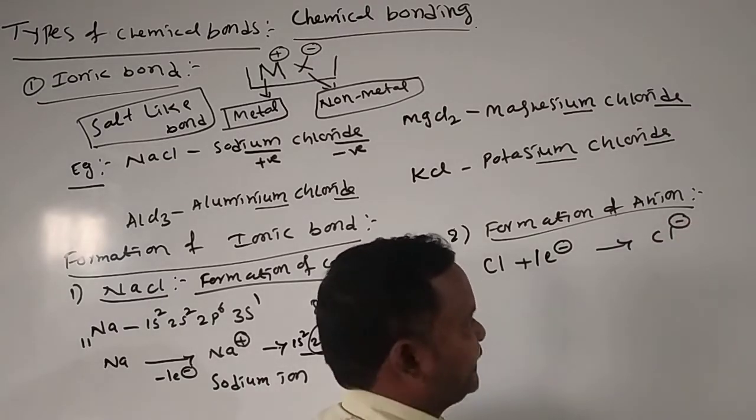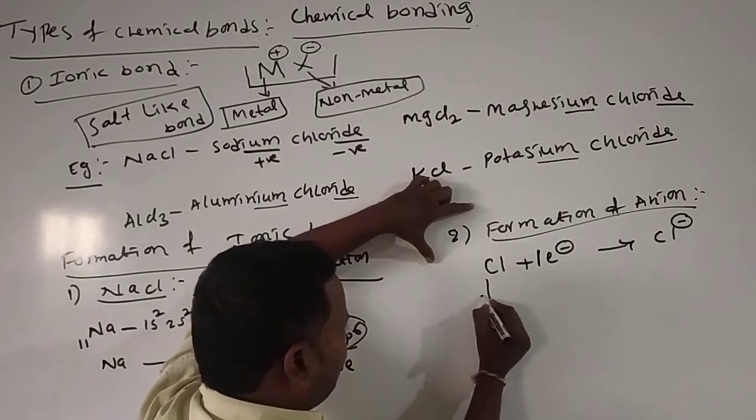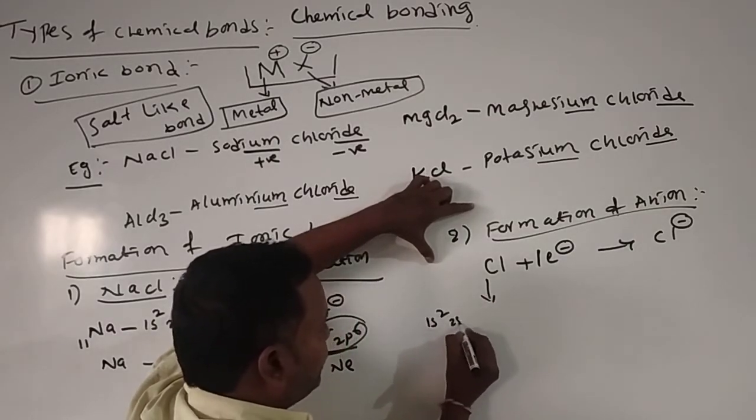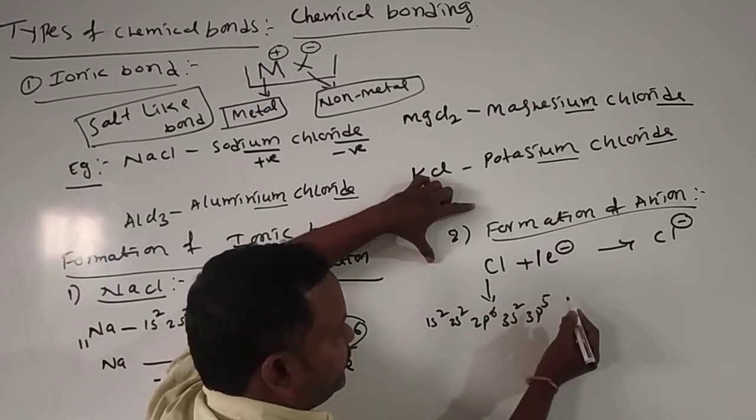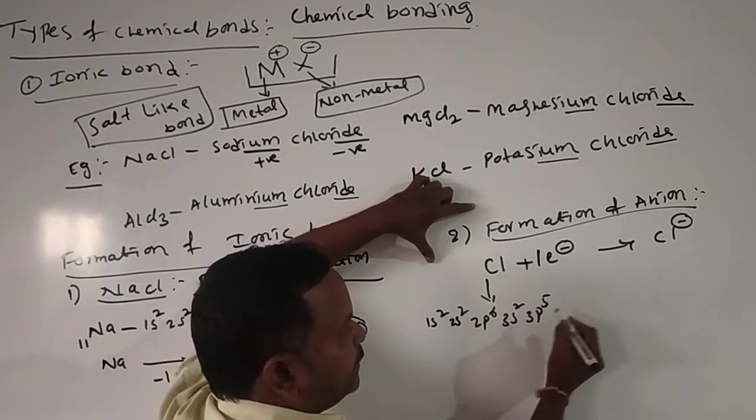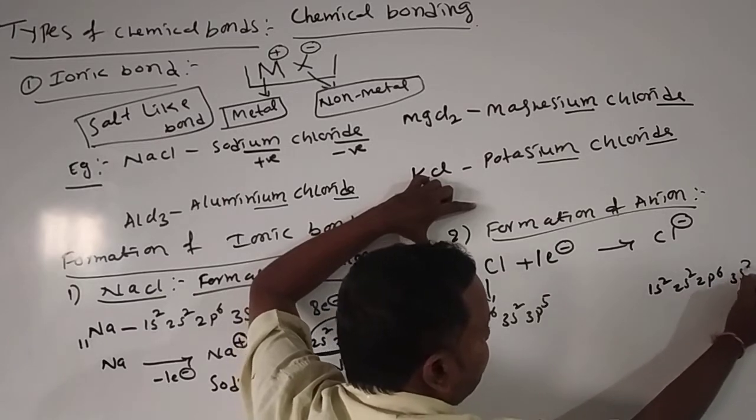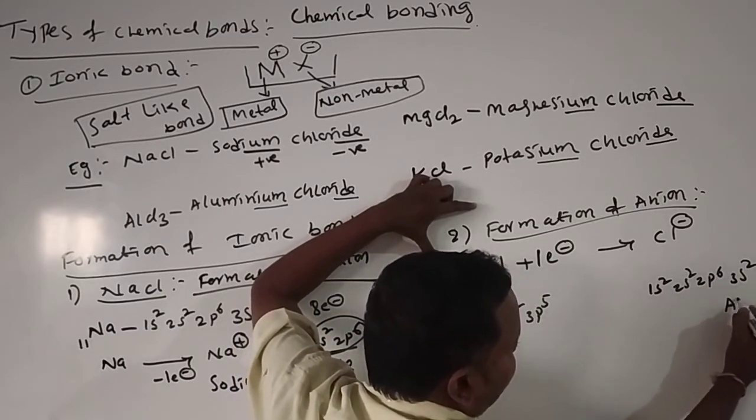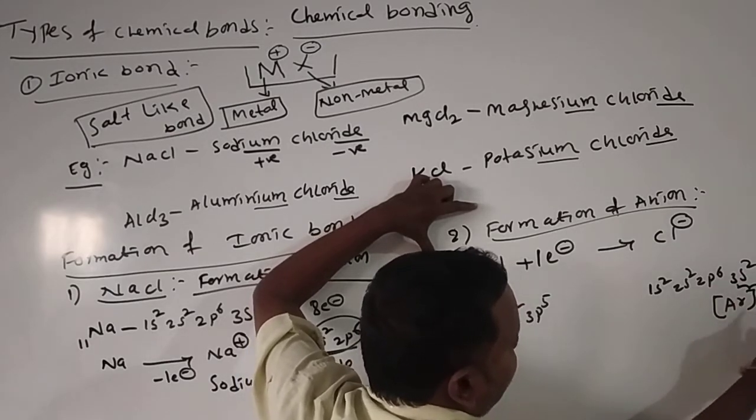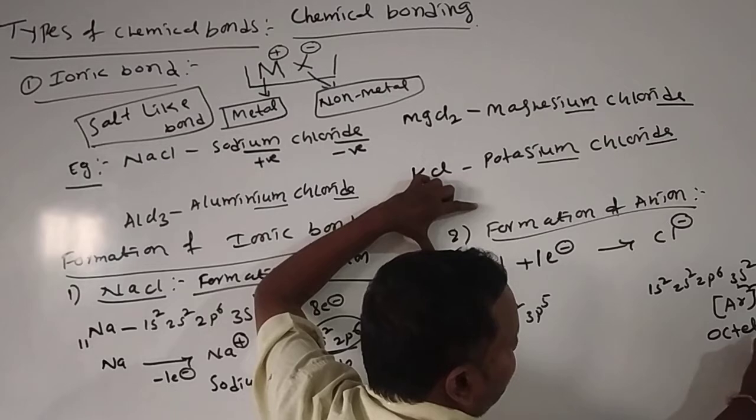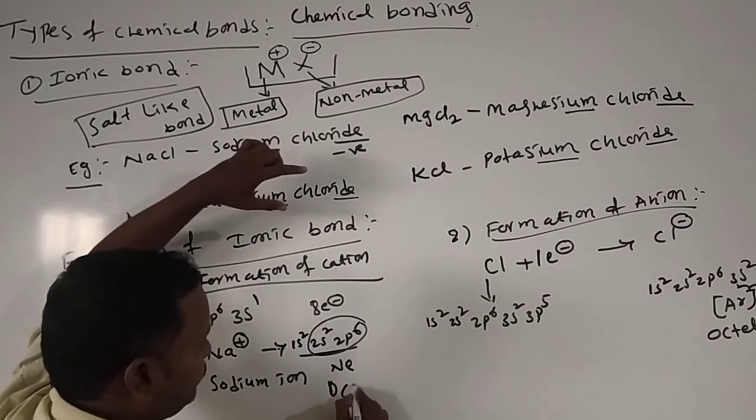This we call reduction. Which is more stable? The electronic configuration of chlorine is 1s2, 2s2, 2p6, 3s2, 3p5. If it gains one electron, what happens? 1s2, 2s2, 2p6, 3s2, 3p6. It is the argon electron configuration. Argon means it has 8 electrons in the outermost shell. It follows the octet principle, the octet rule.